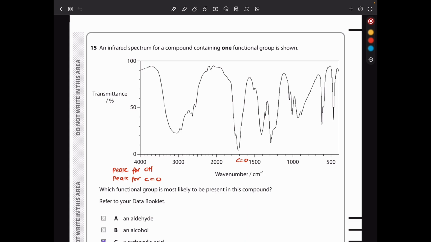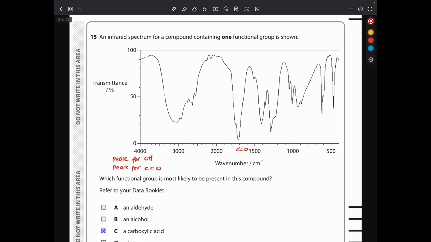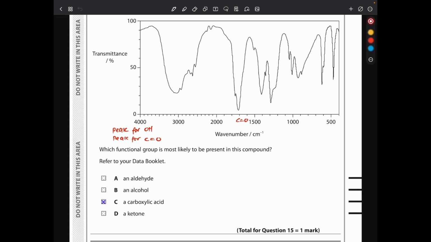In question 15, an infrared spectrum of a compound containing one functional group is shown. So here they say, which functional group is most likely to be present in this compound? They want you to refer to a data booklet. In this case, a functional group could be anything. We see this part here, which could be OH, and this part here, which could be CO. So, because it has both, it could be a carboxylic acid. It's not going to be an aldehyde because this won't show OH, this will not show the CO, and this will not show the OH, so it's a carboxylic acid.